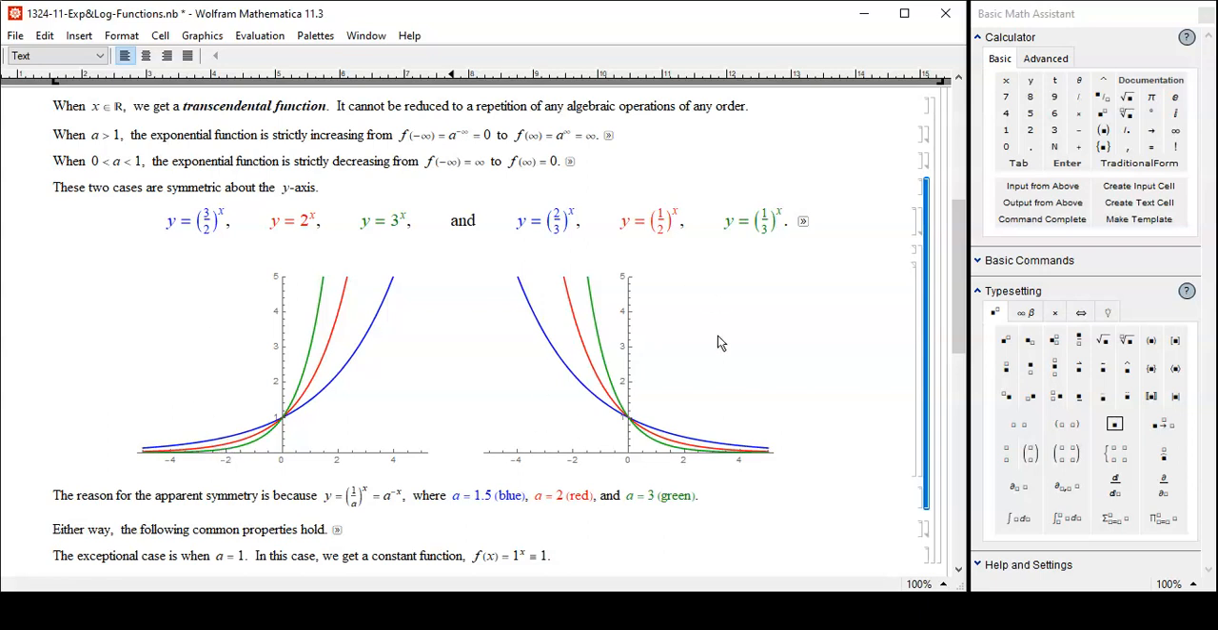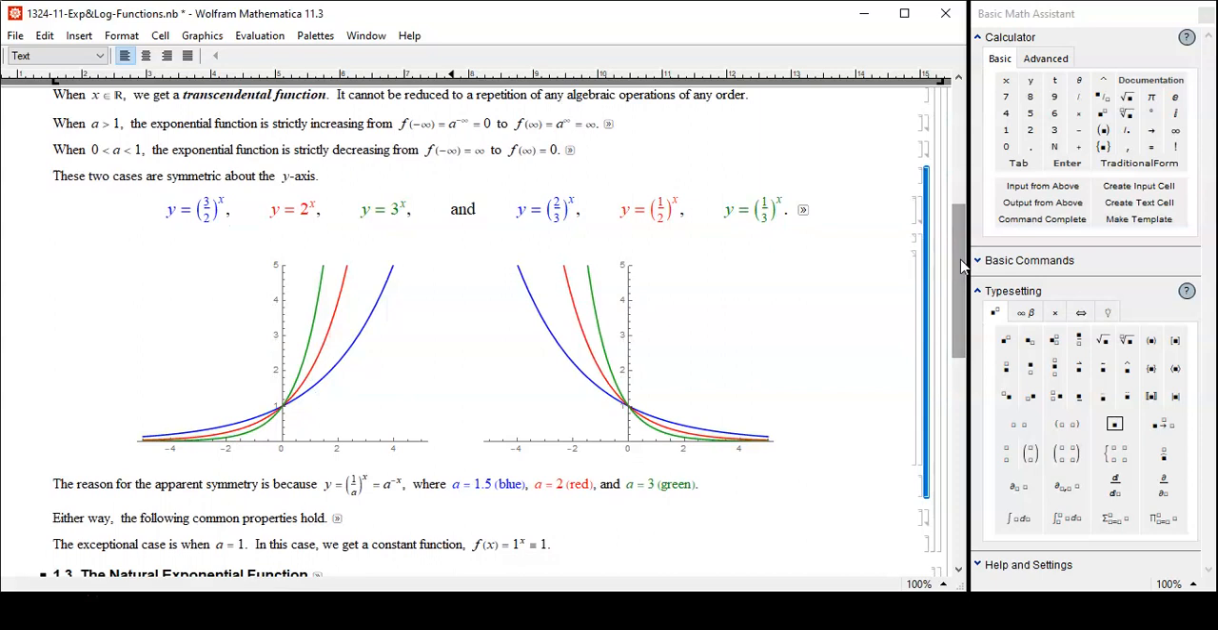Now if you look at this, it's precisely the opposite because we are having reciprocals. So repeated multiplication by 2/3, 1/2, and 1/3 are actually repeated division by 3/2, 2, and 3 respectively, and vice versa. So when a is greater than 0 but less than 1, we have these kinds of graphs, and they're associated by symmetry through reciprocals.